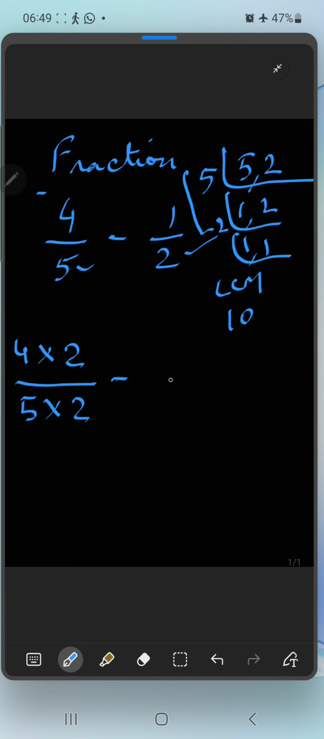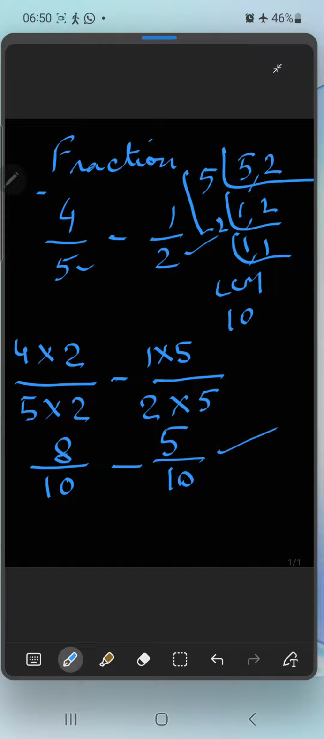In the second fraction we have to convert this 2 into 10, so I have to multiply with 5. And with the same number I have to multiply in the numerator also. So that will come 8 by 10 and 5 by 10. Now we have converted the fractions into like fractions. We just have to simplify our numerator. 8 minus 5, that is 3 over 10. So in this way we can subtract fractions.